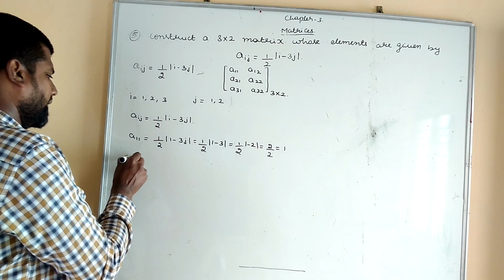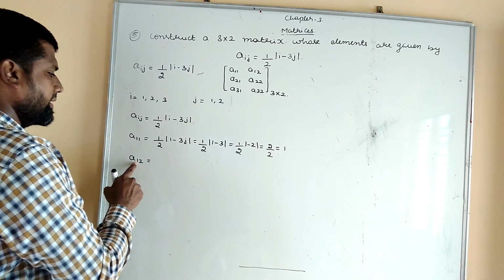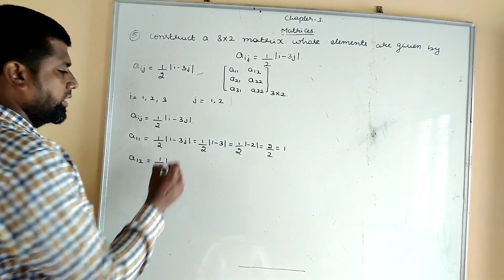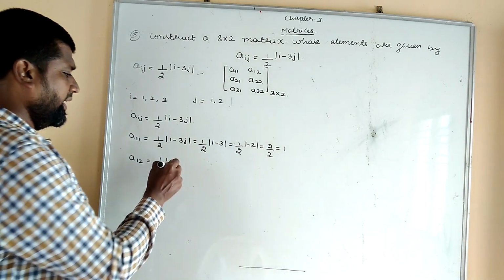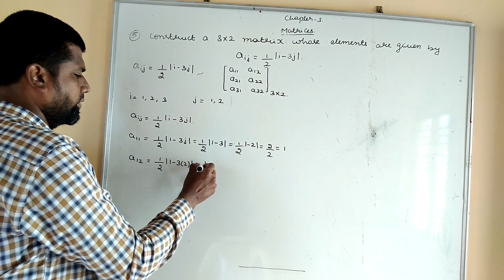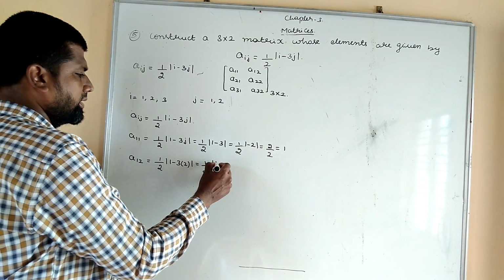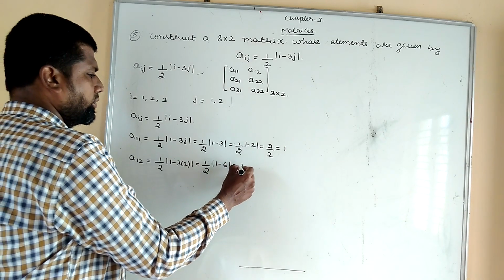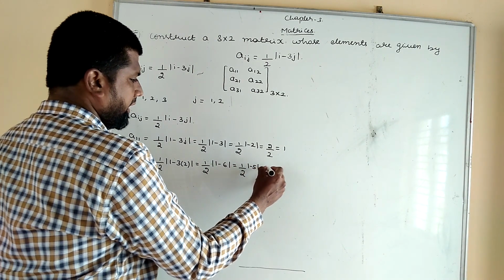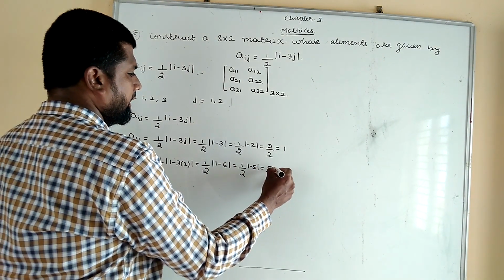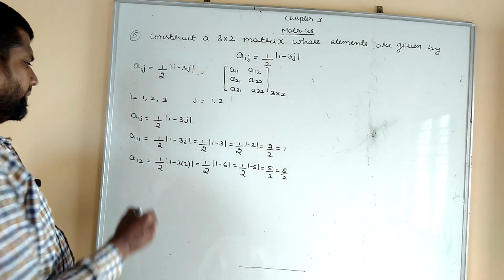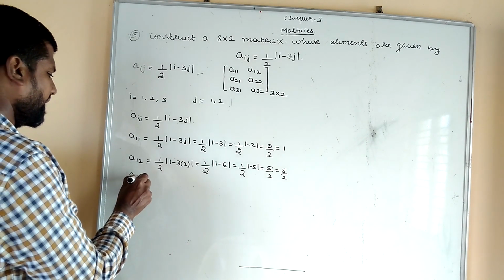So we got the a11. Then let us go for the a12. a12 means i value is 1, j value is 2. Let us substitute 1 by 2 modulus of i means 1, minus 3 into 2, that is equal to 1 by 2 modulus of 1 minus 6, that is equal to 1 by 2 modulus of minus 5. If you remove the modulus, we will get the positive number 5 by 2. We got the value a12 as 5 by 2. Let us go for the next one.